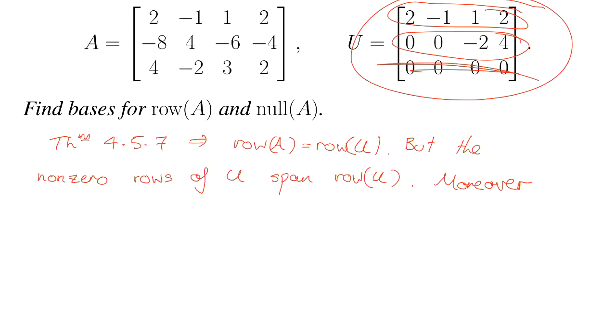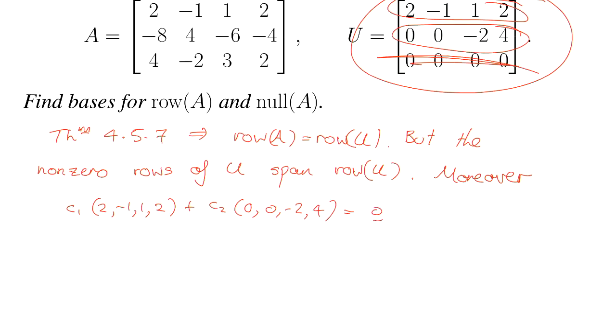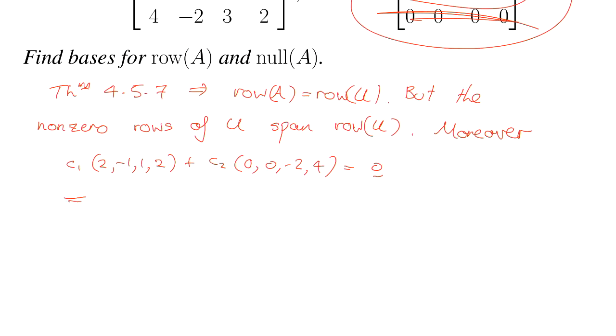So if you want to see that precisely, we take a scalar multiple of the first one and a scalar multiple of the second one, set it equal to 0. And if you solve that, you immediately get that C1 and C2 have to be 0. Well, immediately after maybe a couple of lines of doodling. So the non-zero rows of U span the row space of U and they're independent, so they're a basis.